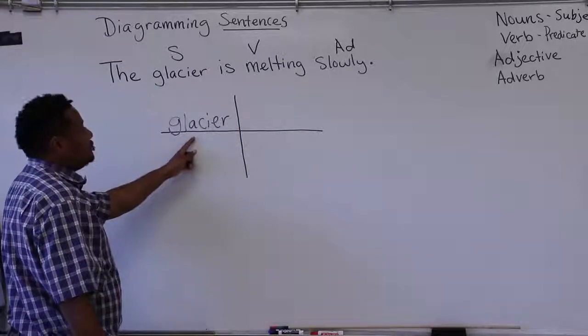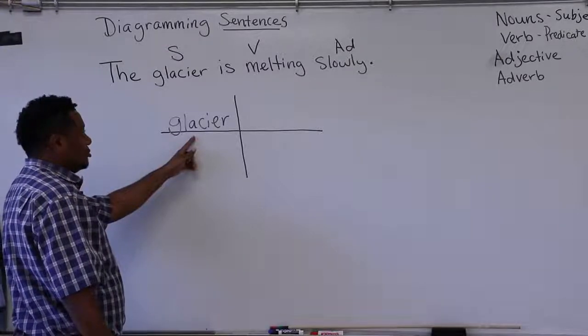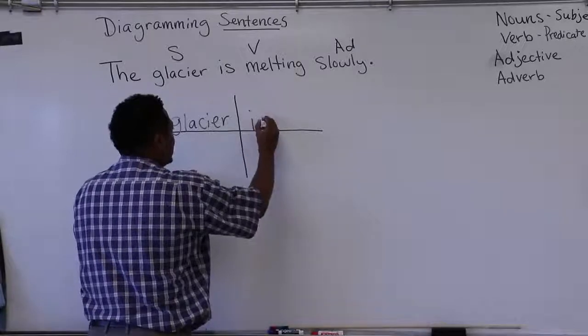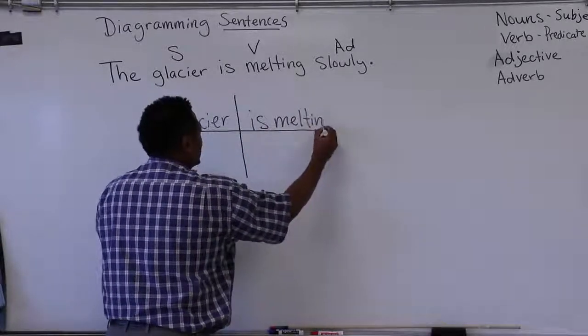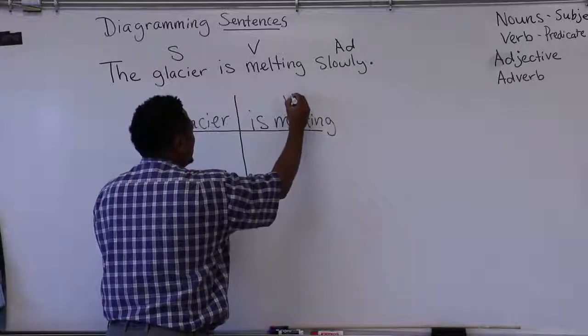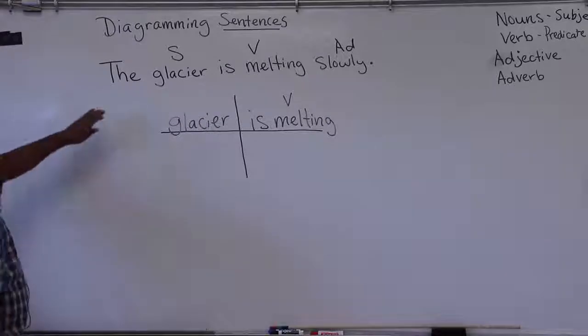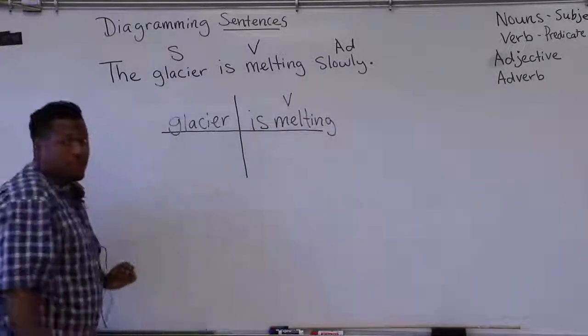What is the glacier doing? What is the action of the glacier? The glacier is melting. And that is the verb. You see, we have the and slowly remaining.